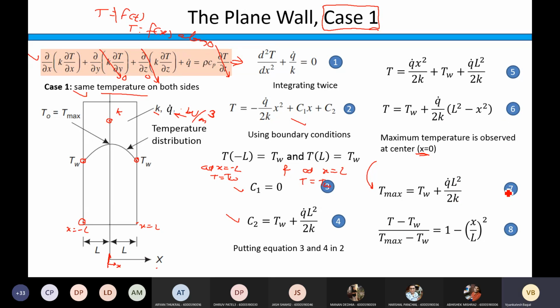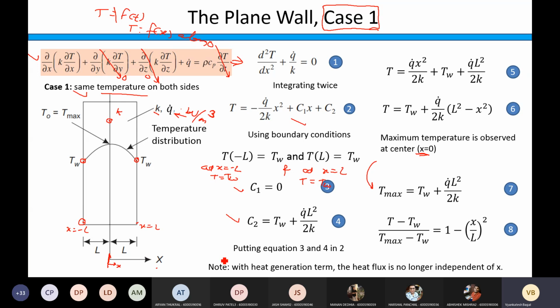Now if you look at equations 6 and 7, you can write the dimensionless temperature distribution. This Tw you can take on the left hand side: T minus Tw is this term, divided by T max minus Tw, which is this term. So this term divided by this will give you 1 minus (x by L) whole square, or x square by L square. So what you see from this is the temperature distribution is parabolic. Get me or not? Yes. Okay. So this equation is nothing but the temperature distribution along the length of your slab.